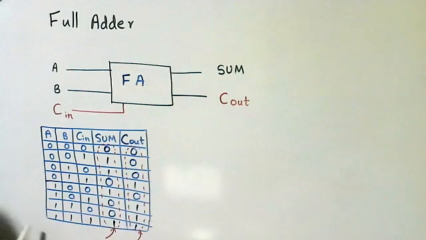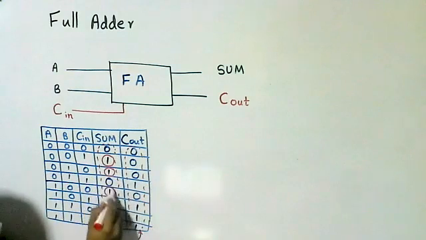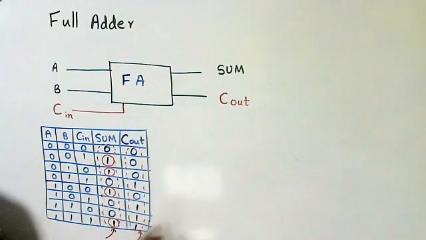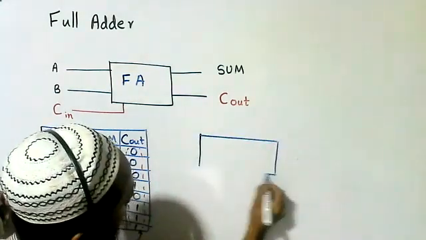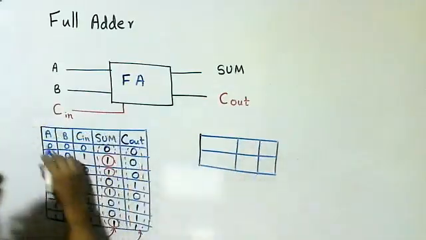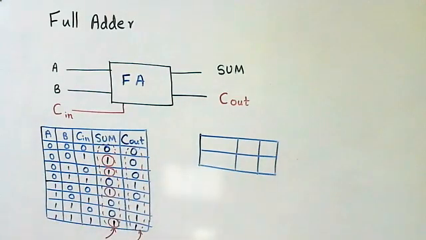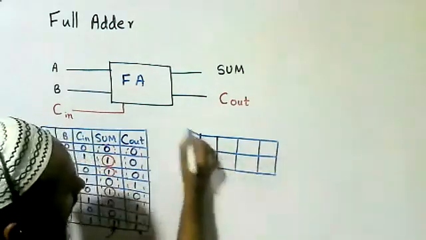So here I'm coming to this sum, and whenever the output is 1, we can have min terms. Actually, no need to have min terms. I'm going to mark the ones in a Karnaugh map. We are using a Karnaugh map to simplify this. Because of 3 inputs, we need 8 cells, 2 to the power 3, 8 cells.